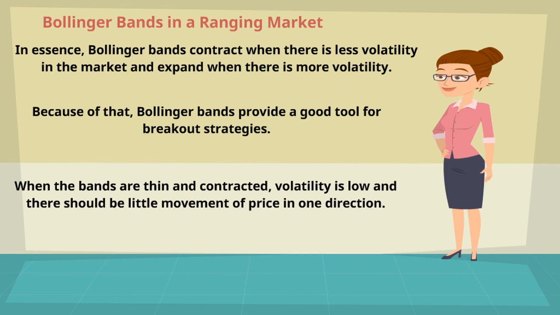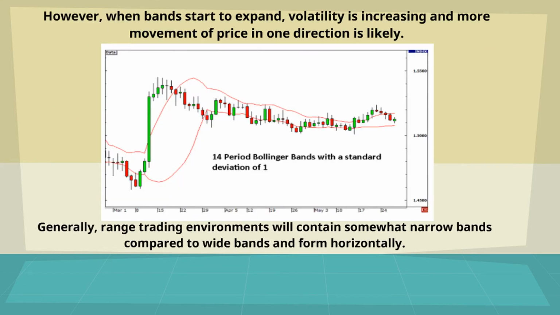Bollinger Bands in a ranging market. In essence, Bollinger Bands contract when there is less volatility in the market and expand when there is more volatility. Because of that, Bollinger Bands provide a good tool for breakout strategies. When the bands are thin and contracted, volatility is low and there should be little movement of price in one direction. However, when bands start to expand, volatility is increasing and more movement of price in one direction is likely.